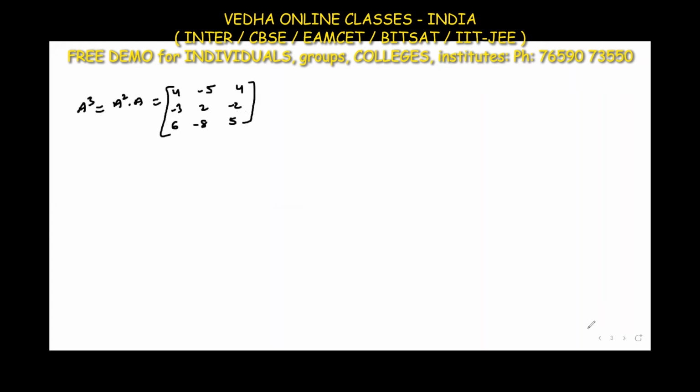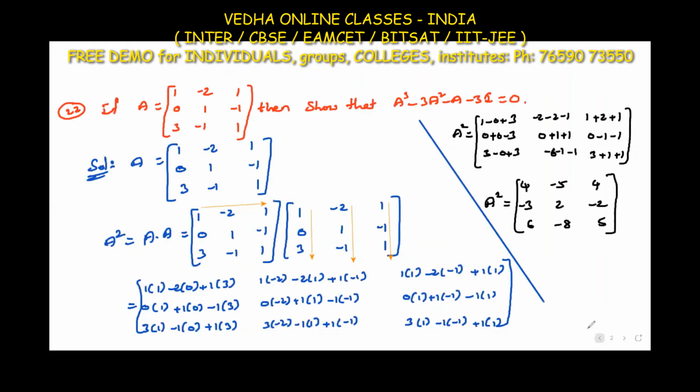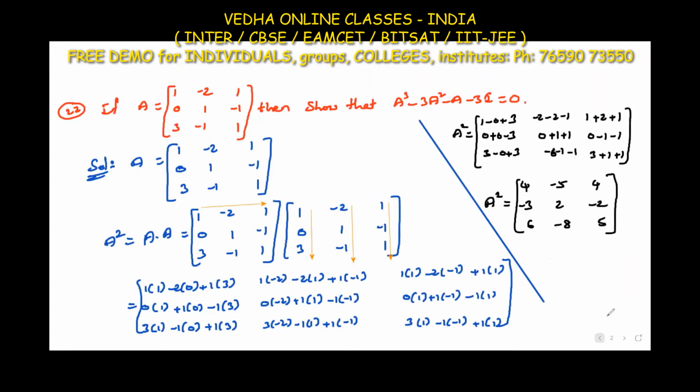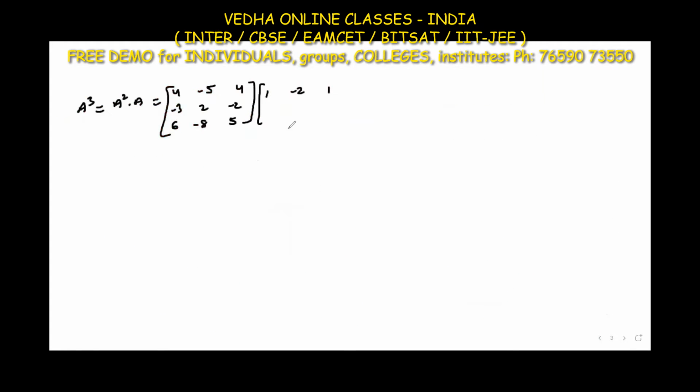Okay. So next we want A also. A means 1 minus 2 1, 0 1 minus 1, 3 minus 1 1. Do you have 1 minus 2 1? Remaining elements 0 1 minus 1, and 3 minus 1 1.